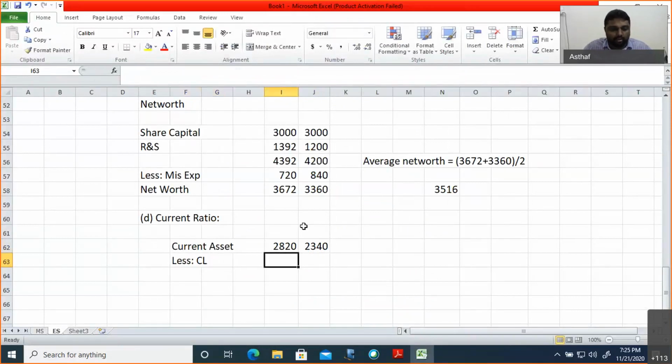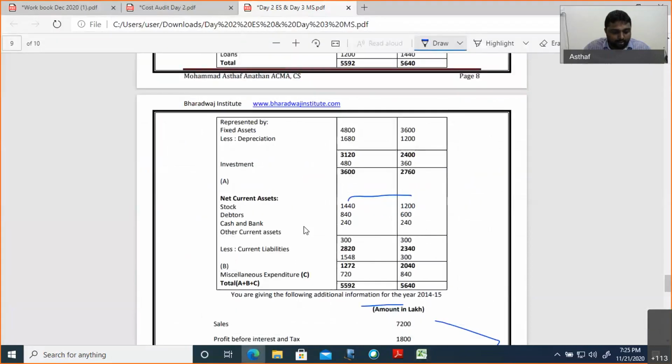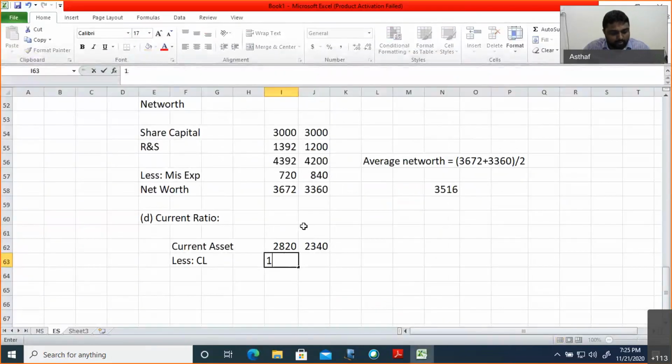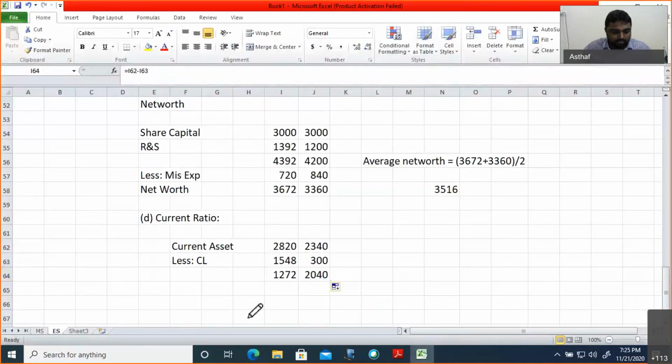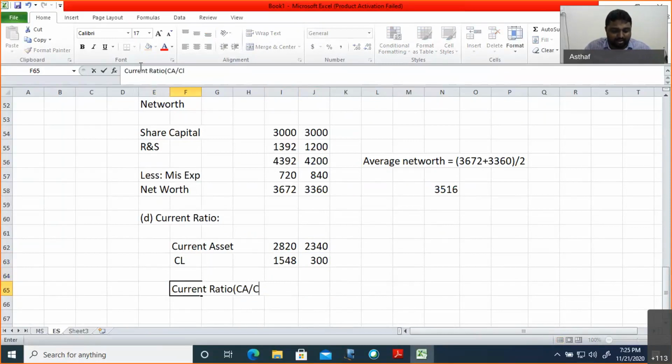Less current liability. What is the current liability? Which is 1548 and 300. So already the current ratio is given in the question. What is that? 720. Yes. So we can start the current ratio. Current asset and current liability, both we got. So what is the current ratio? Current asset divided by current liability.